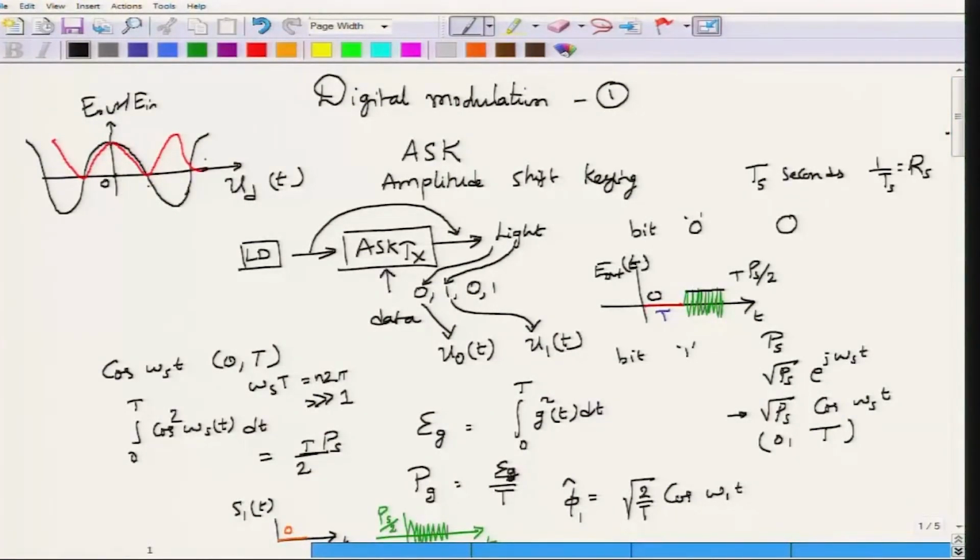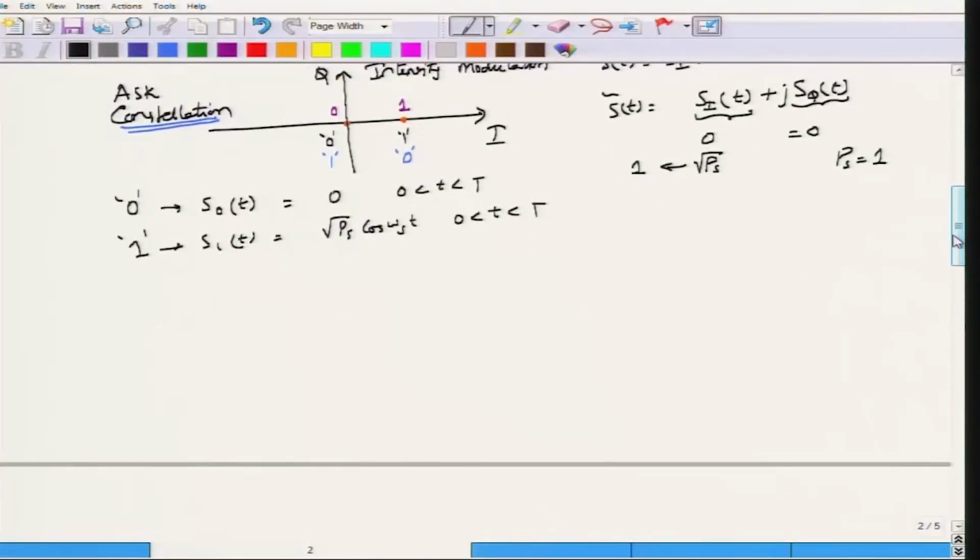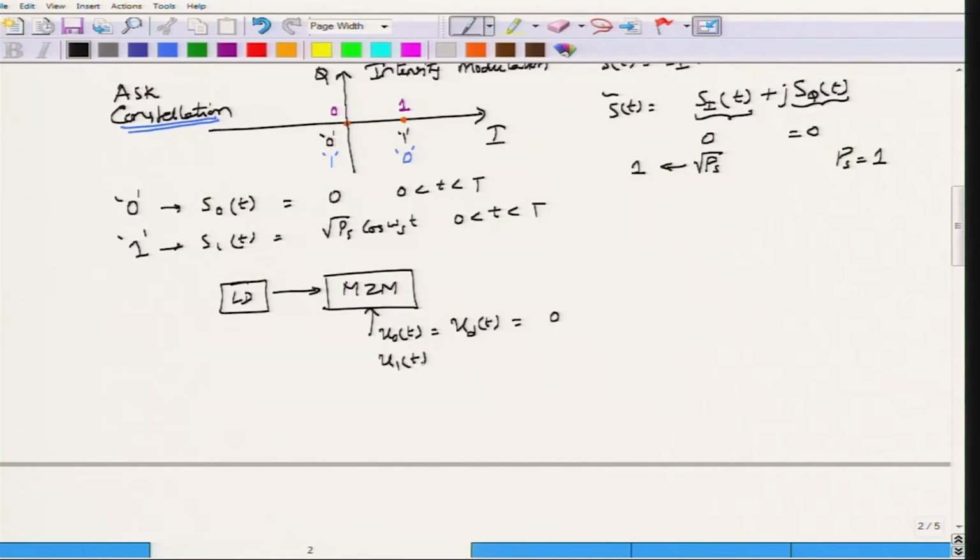If my ud of t is equal to V pi, then the Mach Zehnder modulator output would be 0. When it is equal to 0, the Mach Zehnder modulator output would be equal to 1. So, if I want to realize this S0 of t and S1 of t in terms of the Mach Zehnder modulator, then I take in light from the laser diode and then send u0 of t, which is equal to ud of t, and this would be equal to 0, or u1 of t as ud of t, which is what ud of t should be when you want to transmit a bit 1, and this would be equal to V pi, both over a duration 0 to T, and what you get is S0 of t and S1 of t.